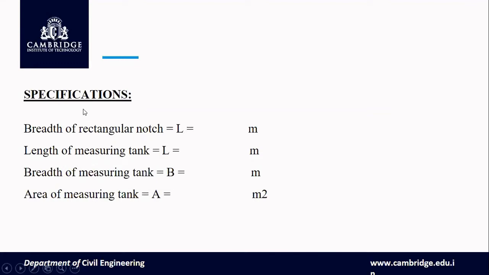Next, come to the specification part. Specifications are nothing but, before going for the conduction, we need to note down the specifications of the equipment. First, you have to note down the breadth of the rectangular notch, that is L in meters. After that, note down the length of the measuring tank, in meters. Then note down the breadth of the measuring tank B, also in meters. Then calculate the area of the measuring tank by seeing its shape. If it is a rectangular section, L into B will give the area. We calculate the area of the measuring tank.